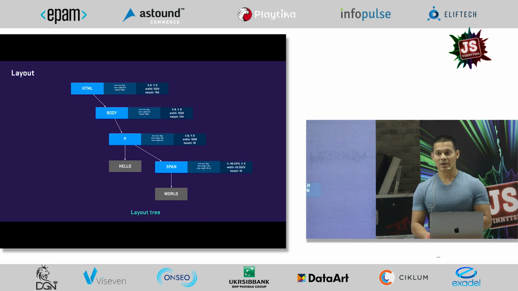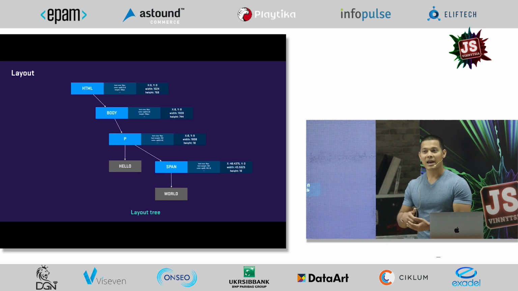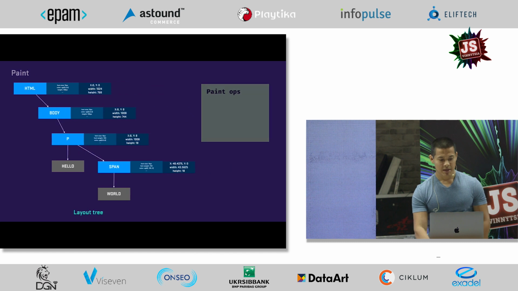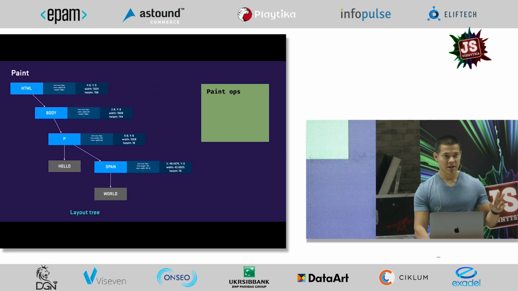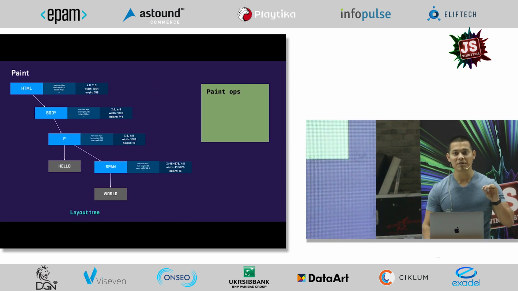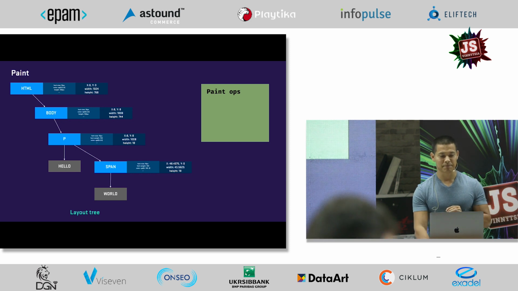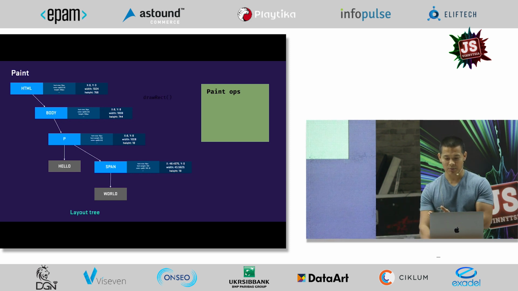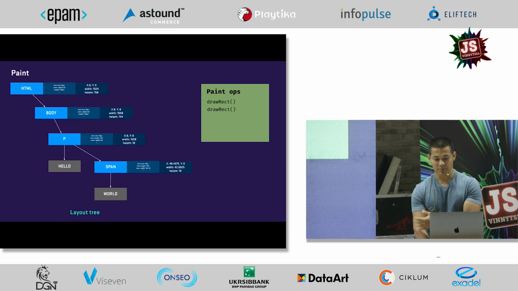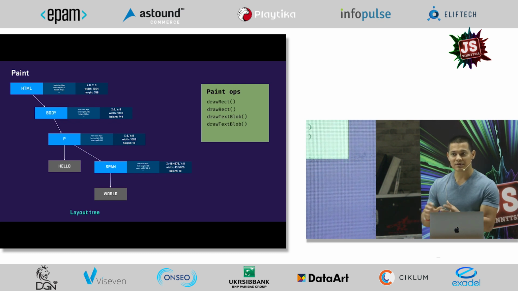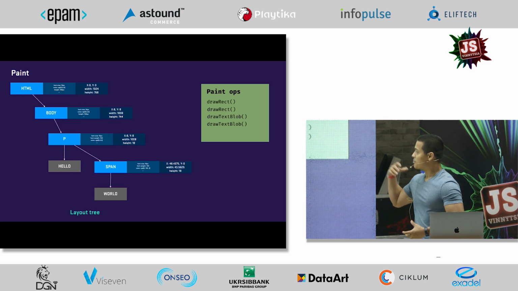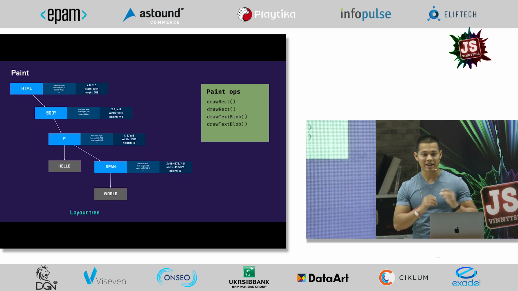Now we have a tree of DOM elements where we know how each of the elements is going to look and where they're going to end up on the screen. So we can go ahead and paint them. Paint happens in two stages. The first phase is just recording paint operations, not actually painting. So for example, for HTML, we need to draw a rectangle. For body, we need to draw another rectangle. For a paragraph, we need to draw a text block. Kind of like the Canvas API that we know, right? So Blink is going to just collect these paint operations for every element in the layout tree.